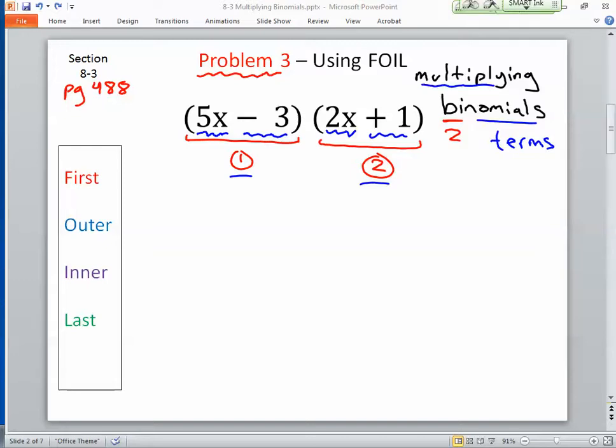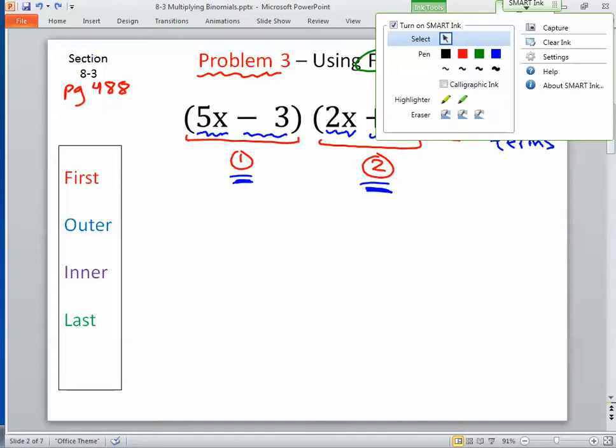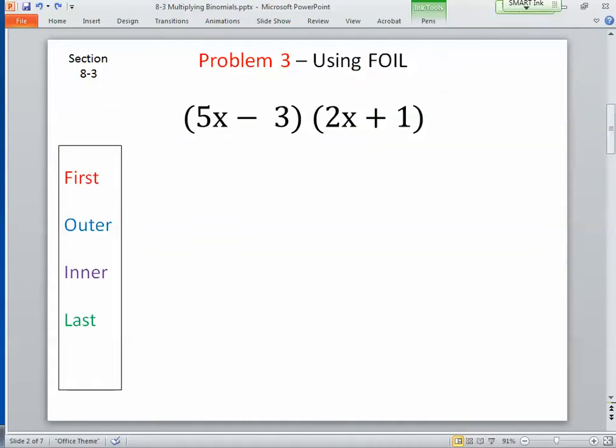The main idea of the technique is I need to multiply each term in binomial number 1 by each term in binomial number 2. But if I don't have a system, I might skip a term or two. So the easiest way to keep it organized is to use this FOIL method that we are going to learn right now. So FOIL stands for these words over here, first, outer, inner, last, and that is the steps that I'm going to take to multiply together my binomial number 1 times my binomial number 2.